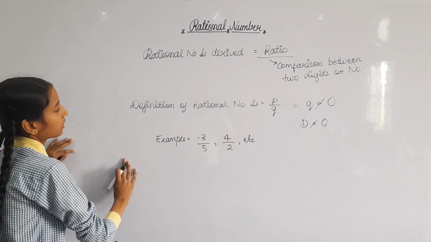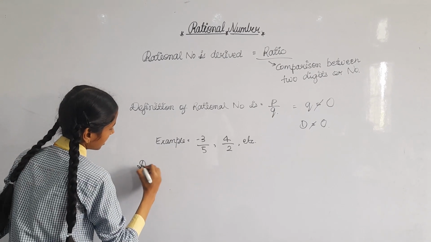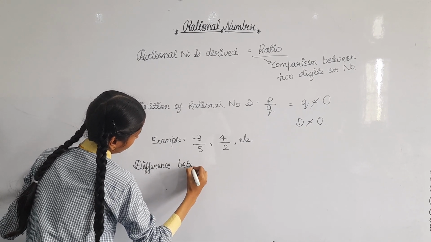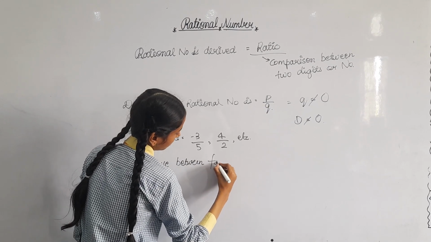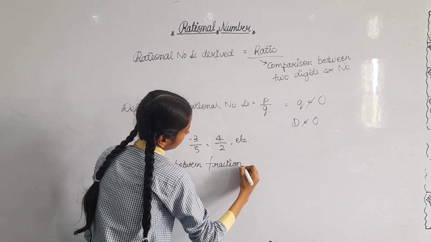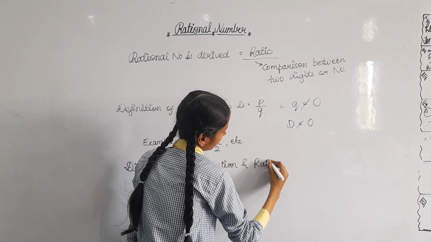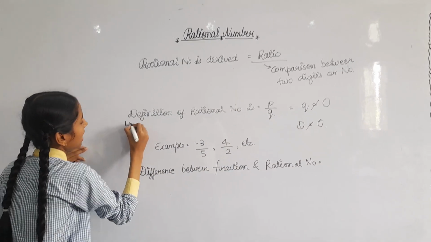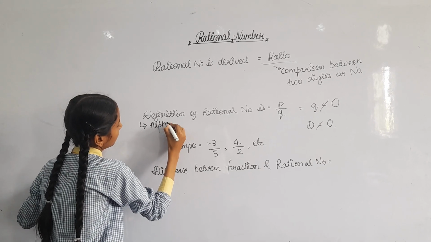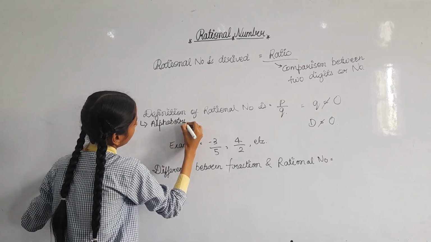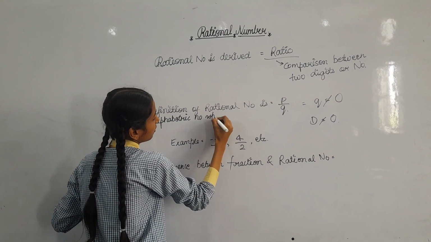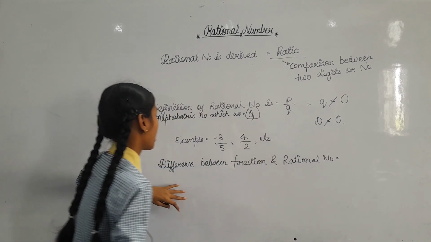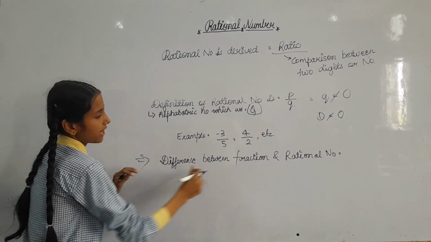Now the difference between fraction and rational number. One main point, the alphabet which we use to indicate it is Q. And now the difference between fraction and rational number.